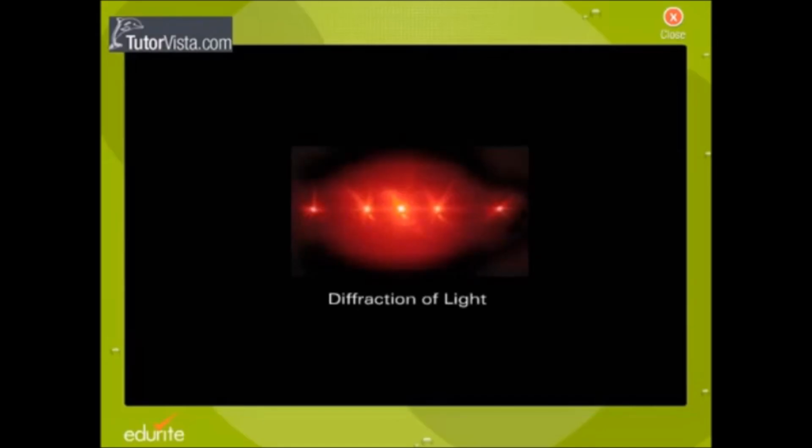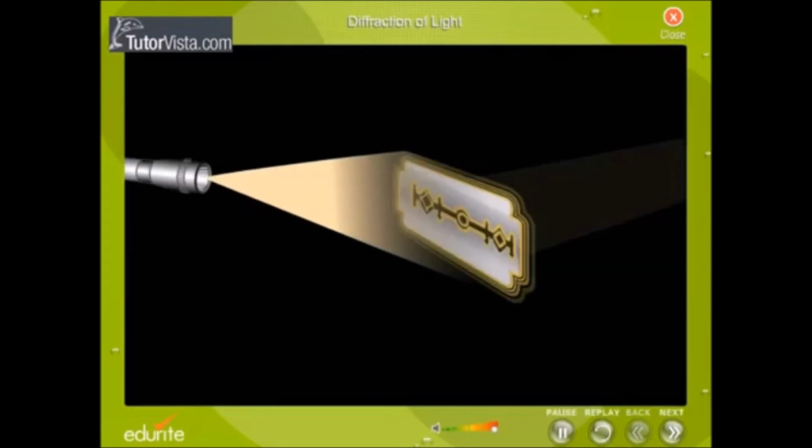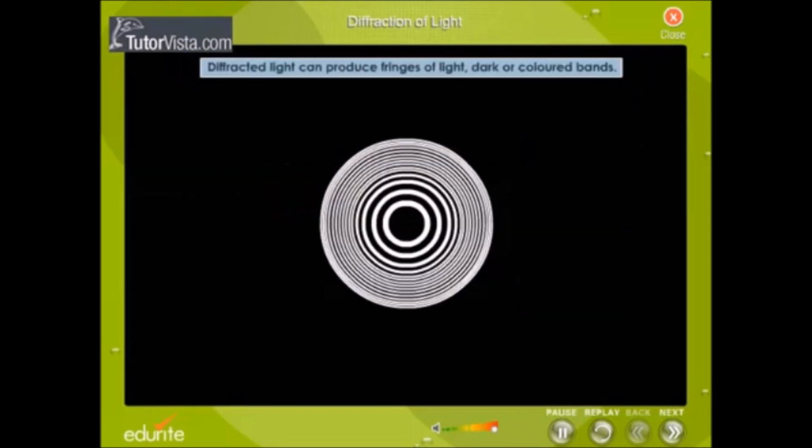Diffraction grating. Diffraction of light. A ray of light bends slightly as it passes around the edge of an object. The phenomenon of bending of light from its straight line path around the corners of an obstacle or slit is known as diffraction. Diffracted light can produce fringes of light, dark or colored bands.